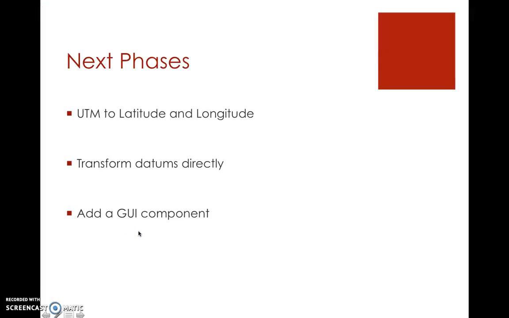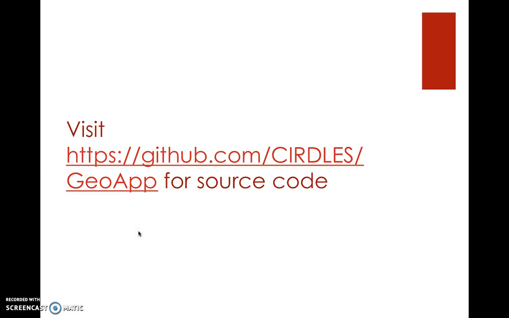So the next phases involve the reverse conversion. Say someone needs latitude and longitude, they can put in the UTM and the datum that they want, and then they can get the latitude and longitude back. Also transfer datums more directly. So someone can just put in latitude and longitude and get back latitude and longitude, and a GUI component once it's more all-encompassing. The source code is on this GitHub link if you want to view it.